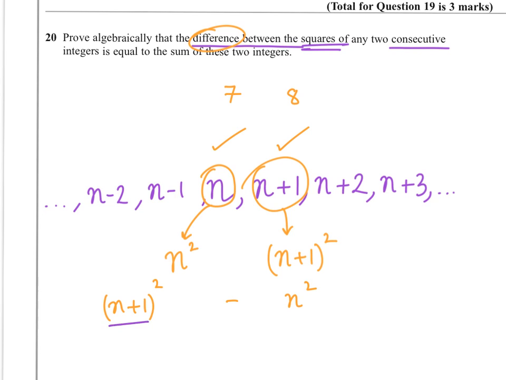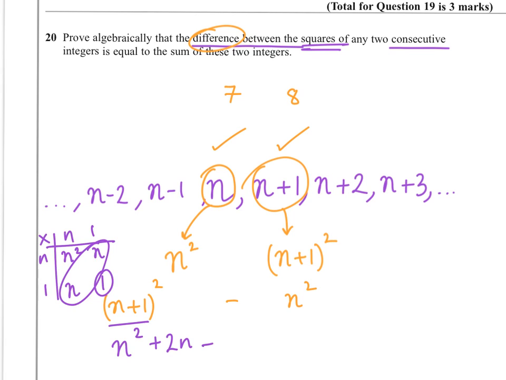Now don't forget, when you're doing n plus 1 all squared, you can do a little grid. A common mistake is to think n plus 1 all squared is just n squared plus 1. Well, it isn't, because you've got n squared, the 1, but you've got an n here and an n here. So you actually end up with n squared plus 2n plus 1 minus n squared. Well, the nice thing about this is that this cancels with this, and you're just left with 2n plus 1.